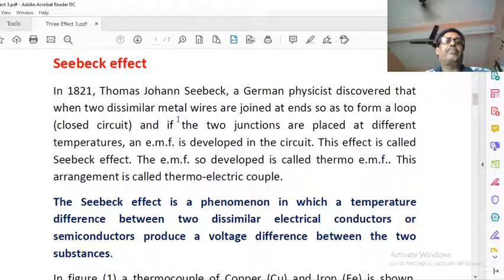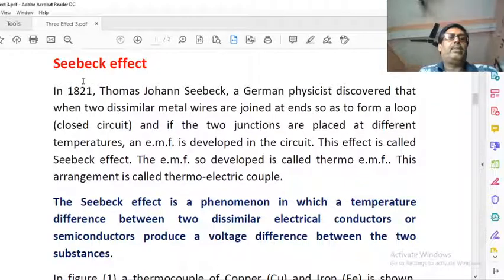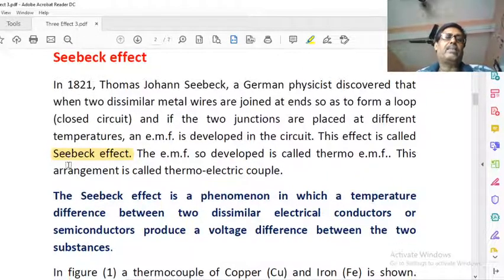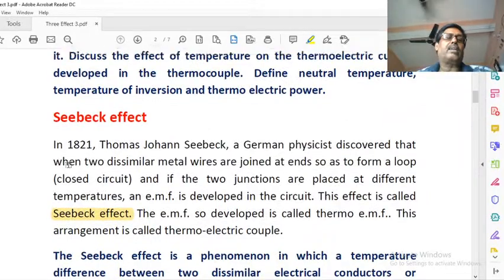See here, what is Seebeck effect? In 1821, Thomas John Seebeck, a German physicist, discovered that when two dissimilar metal wires are joined at the ends so as to form a loop, and if the two junctions are placed at different temperatures, an EMF is developed in the circuit. This effect is called the Seebeck effect. I have already discussed this in the previous video. Okay, but here again I am repeating this.